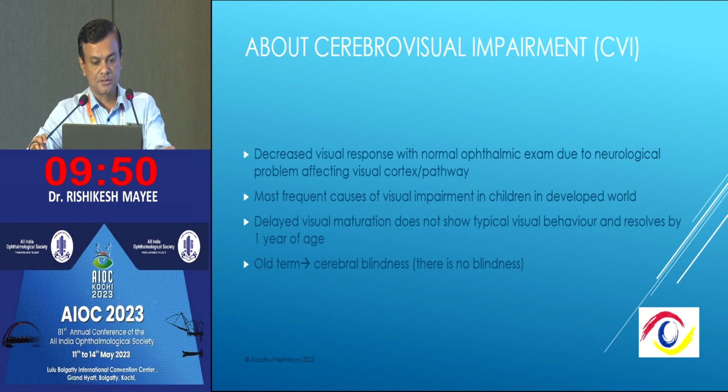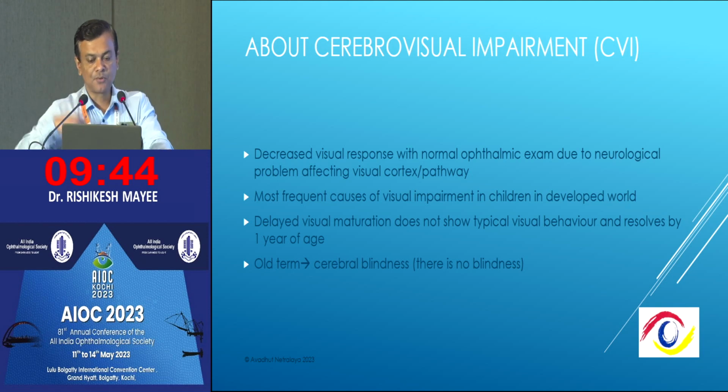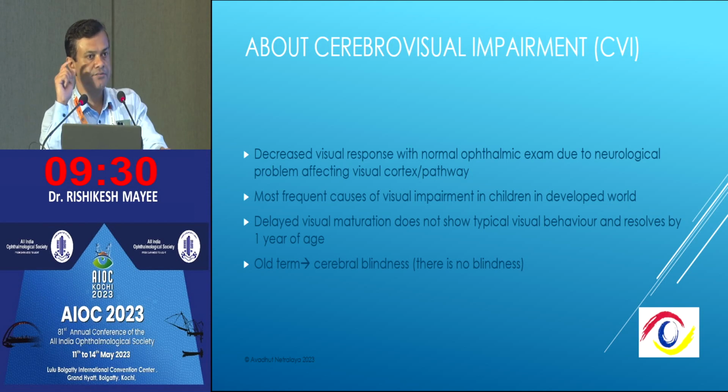So, cerebrovisual impairment or CVI is also called corticovisual impairment, but it also involves the subcortical parts. It is an important and frequent cause of visual impairment in children in the developed world, but also in India. Delayed visual maturation and CVI, I think that part was covered by Dr. Aditya sir. So let us move on.